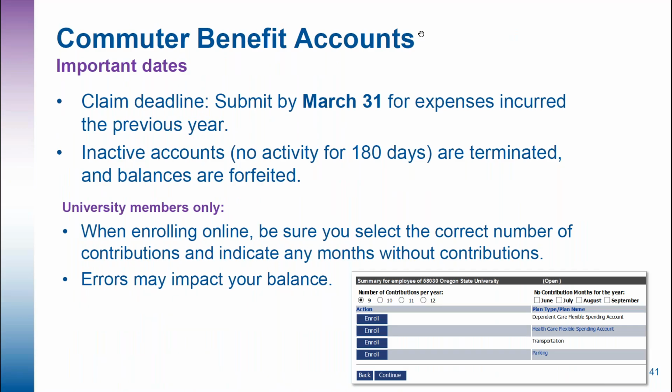Important dates for commuter accounts. Again, all claims for the 2025 plan year need to be in by March 31st, 2026. All claims for 2026 need to be in by March 31st, 2027. Inactive accounts, where you have canceled them and then haven't used the funds for 6 months or 180 days, are terminated and balances are forfeited. University members, when enrolling online, make sure, again, you enter the correct number of months. All right, next slide.